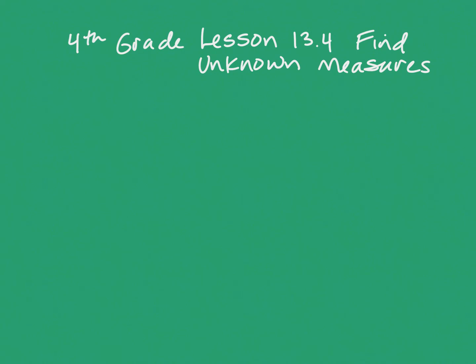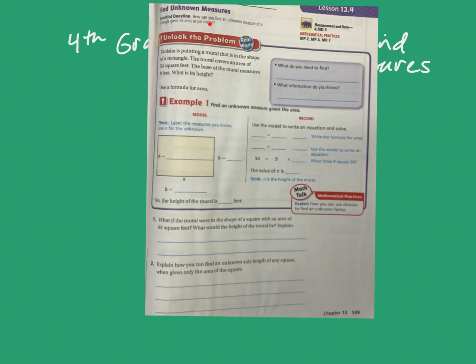Fourth grade lesson 13.4 is find unknown measures. The essential question is, how can you find an unknown measure of a rectangle given its area or perimeter? Let's have a look at what it looks like to solve problems like these.